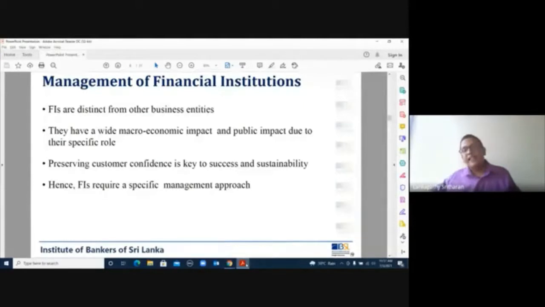So compared to other businesses, like a supermarket selling goods, the banking business should have customer confidence. And at any point, if a customer thinks or feels that the bank will not survive for a long time or is going to crash, then everybody starts to withdraw their money. Then that itself leads to a crisis situation. So preserving customer confidence is key to success and sustainability in financial institutions. Hence, financial institutions require a specific management approach compared to other business entities.